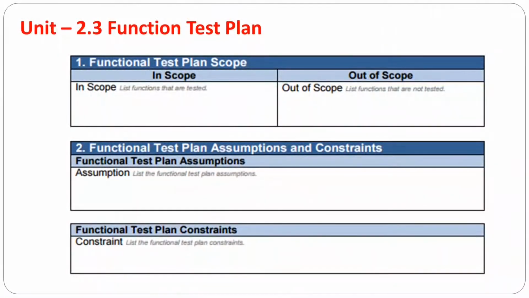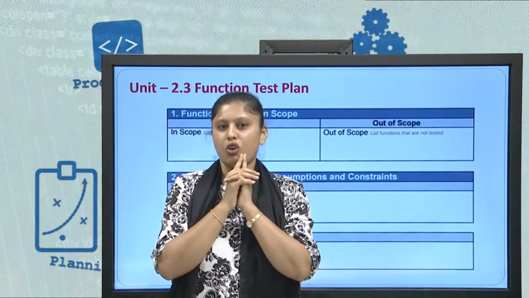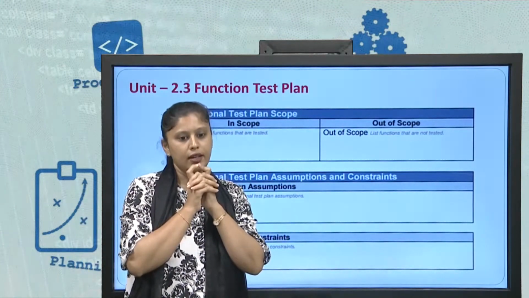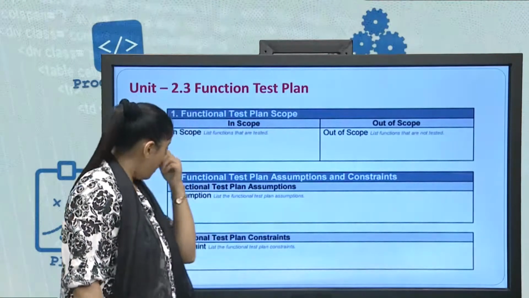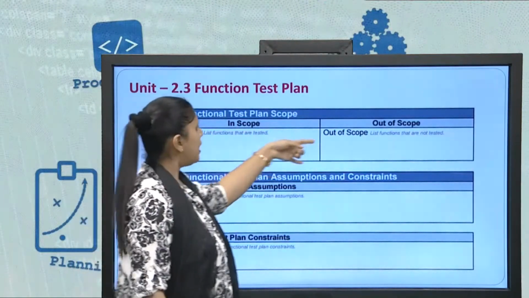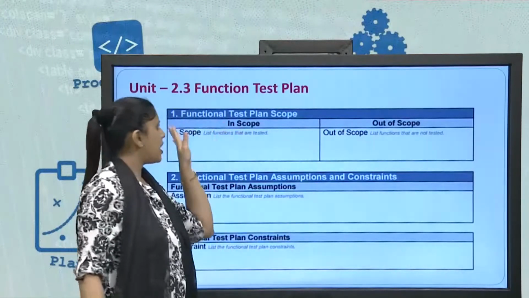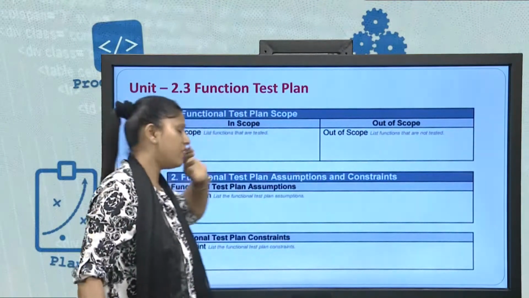Let us see what it is. The very first thing my functional test plan will have is its scope. In block 1 unit 3 we saw what project scope was, and that scope is very important, and it gives us the basic idea about our document. So documentation always starts with the project scope. Here also the functional test plan scope will be given. In scope lists functions that are tested, and out of scope lists functions that are not tested. So the test plan scope will contain what all functions they have tested and what all functions they have not tested.